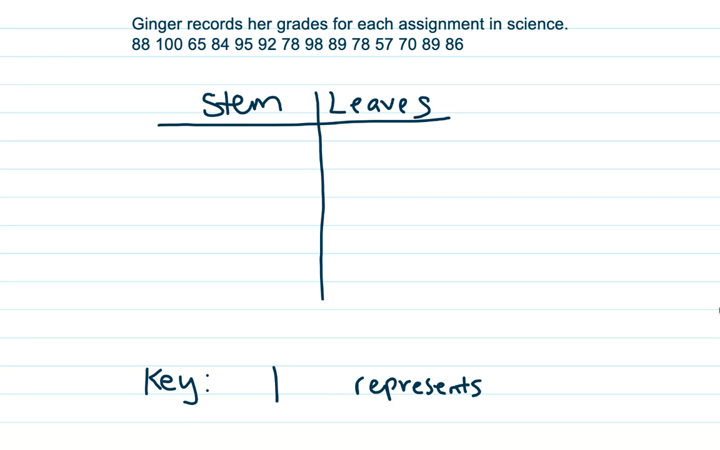The smallest number here would be 57. So I'm just going to write it out over here on to the side. 57. I'm going to exit as I go through. 65. 70. 78 and another 78.